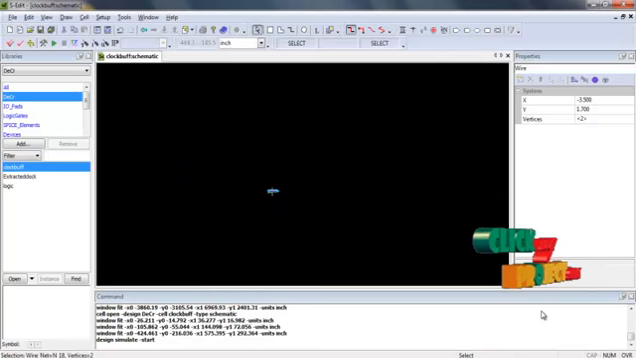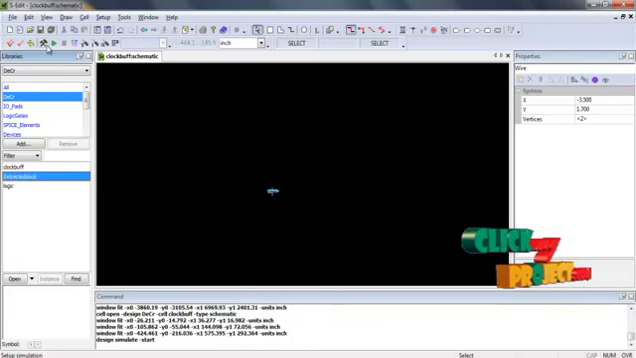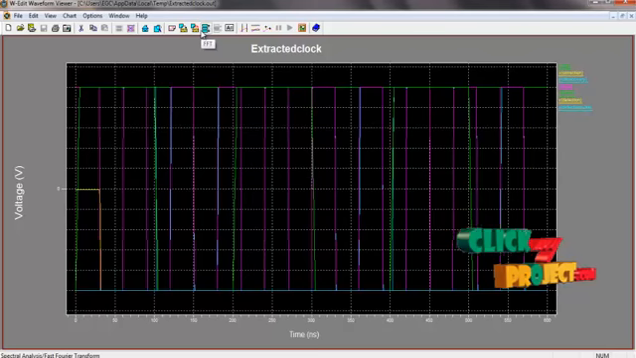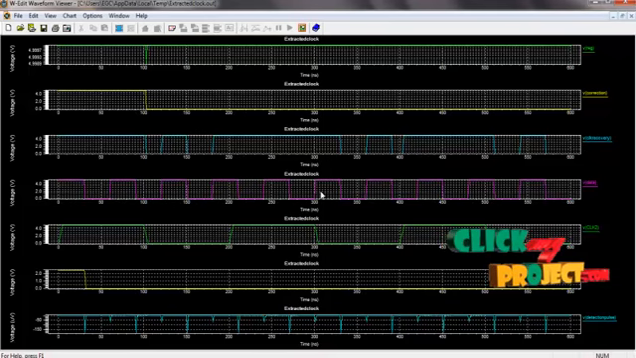Now we are going to simulate the next module, the extracted clock. Select the extracted clock to start simulation. This is the output waveform of the extracted clock. We expand this waveform using the expand chart option. These are all the outputs of the extracted clock.